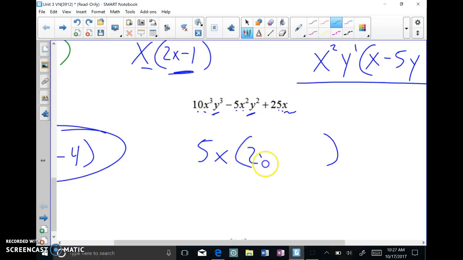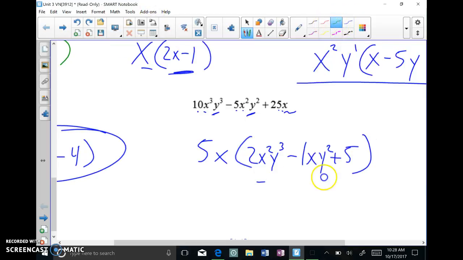x to the third divided by x is x squared. y to the third divided by nothing stays y to the third. Negative 5 divided by 5 is negative 1, which I can write. I don't have to here because there's other things. You only really have to write the 1 if it's the only thing, but because I'm going to also have x's and y's, that's where you don't have to write it. x squared divided by x is x, and then the y squared divided by nothing stays y squared. And lastly, 25 divided by 5 is 5, and the x divided by x cancels out completely, so that's it.